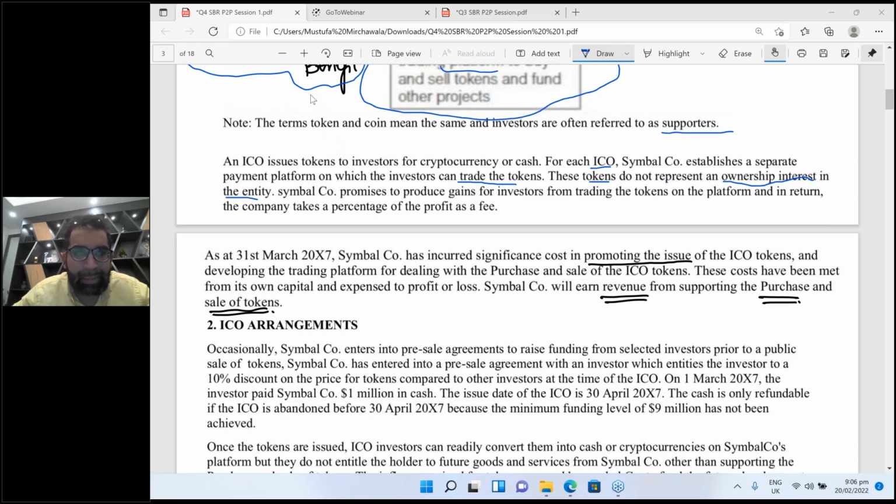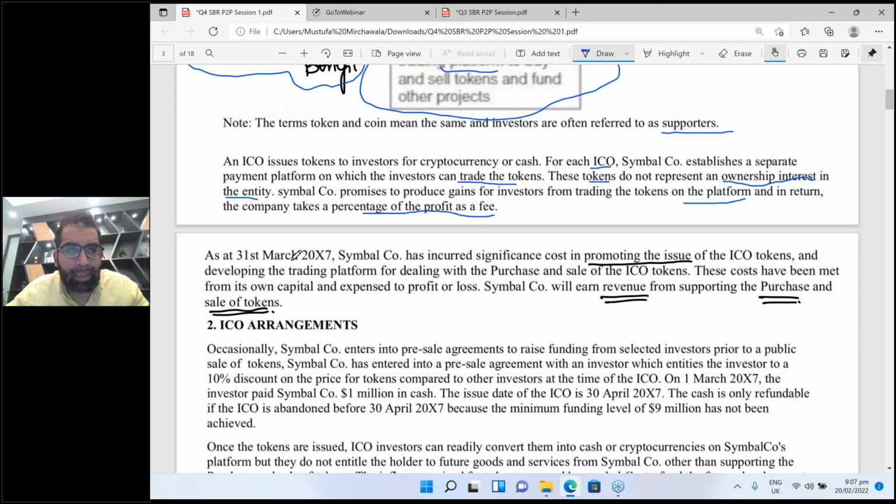Now, at 31st, sorry, Symbol company promises to produce gain for investors from trading tokens on the platform, and in return the company takes a percentage of profit as a fee. Yes, this is the economic benefit the company will get. And if this economic benefit is a material amount, then you can easily capitalize that initial platform making cost.